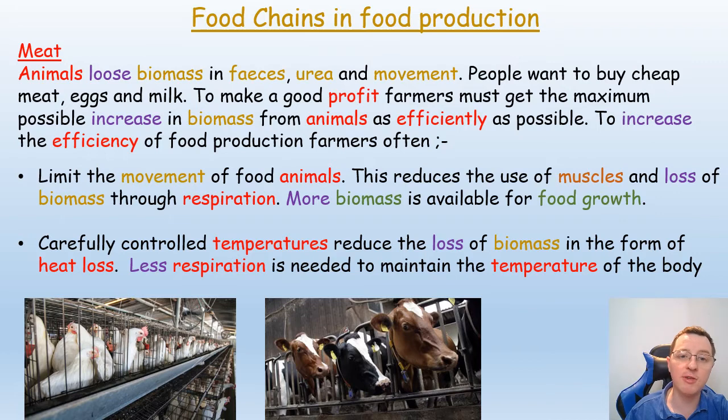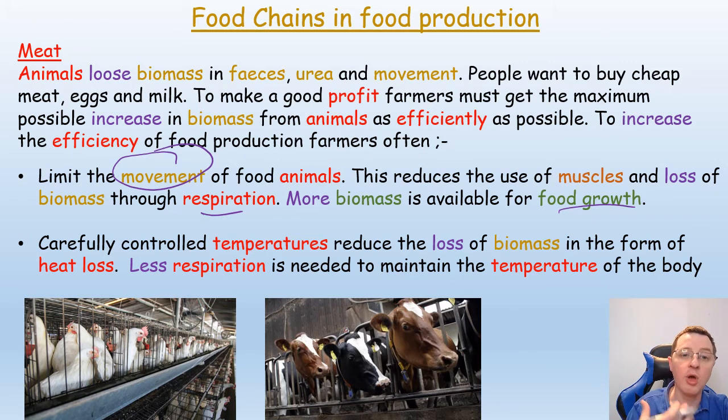To increase the efficiency of food production, farmers often limit the movement of animals, and this will reduce the use of muscles and therefore the loss of biomass through respiration. Therefore, more biomass is available for food growth.